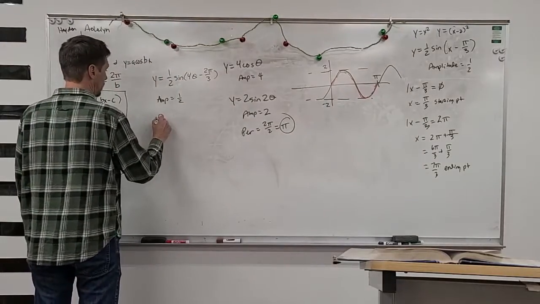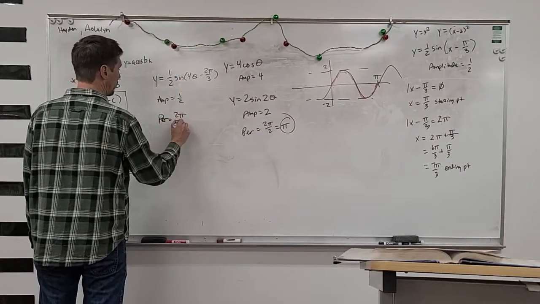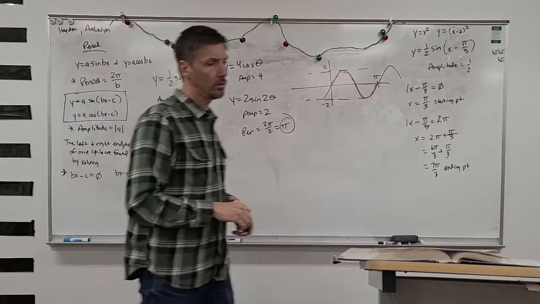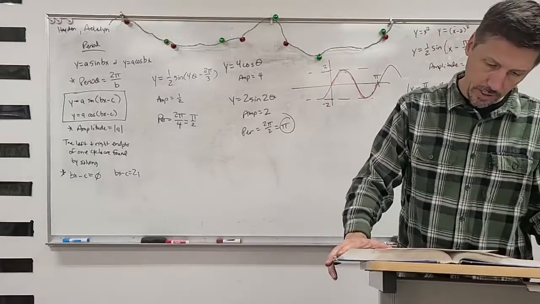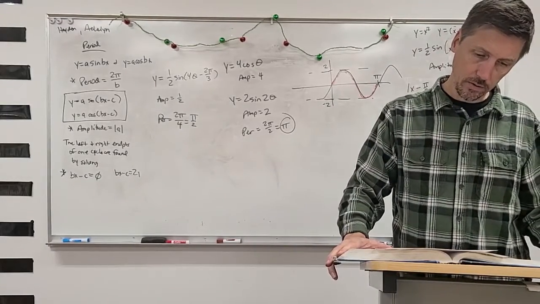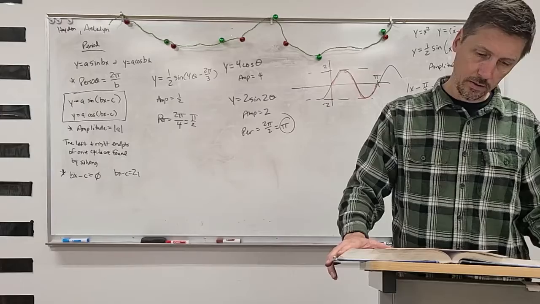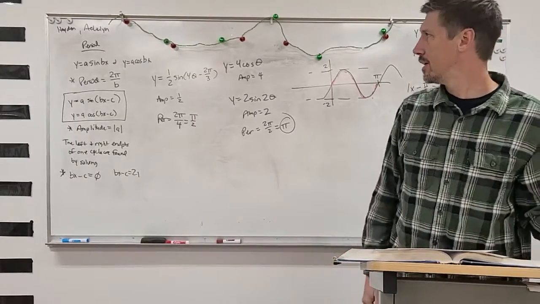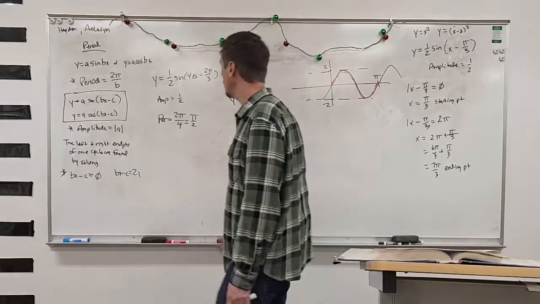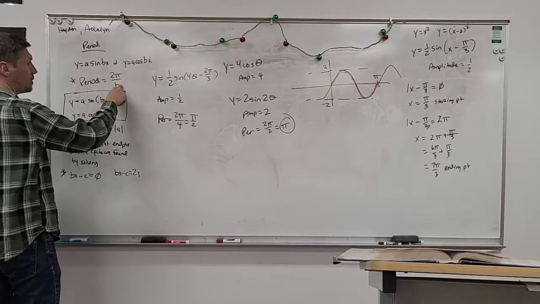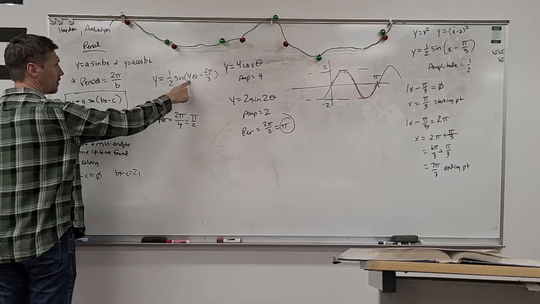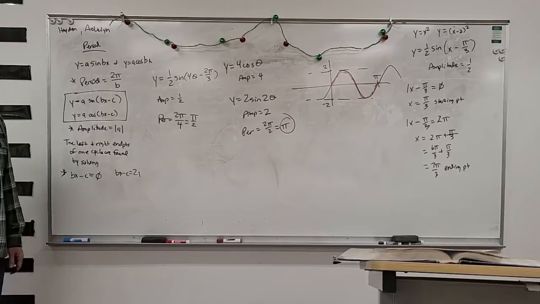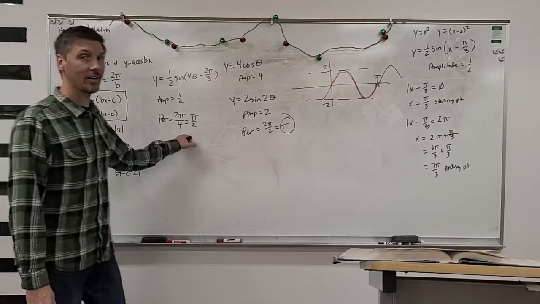Our period is 2 pi over 4, so it's going to be pi halves, right? So do both of these complete a cycle in pi halves? Wait, what is it? How did you get 2 pi over 4? So the period is 2 pi over b. Yeah, and b is 4. Oh. Pi halves. I knew what I was doing. Oh, of course. All right, is that right? Does that look right to you guys?